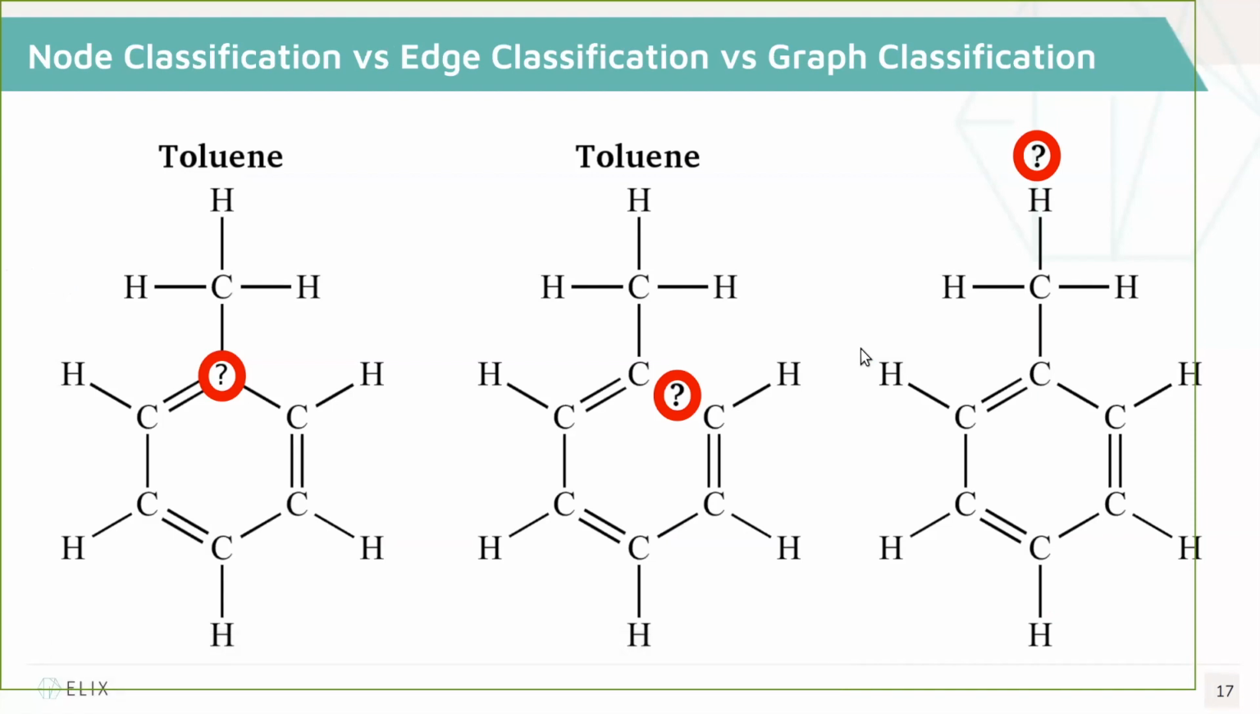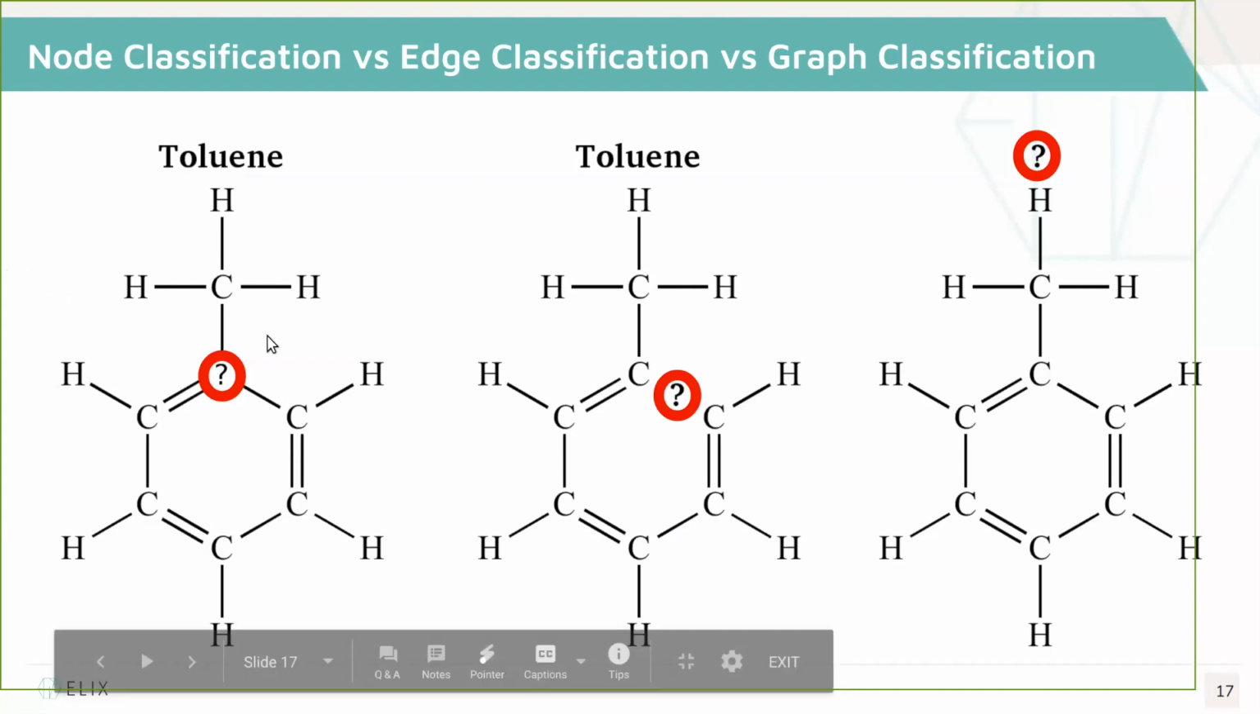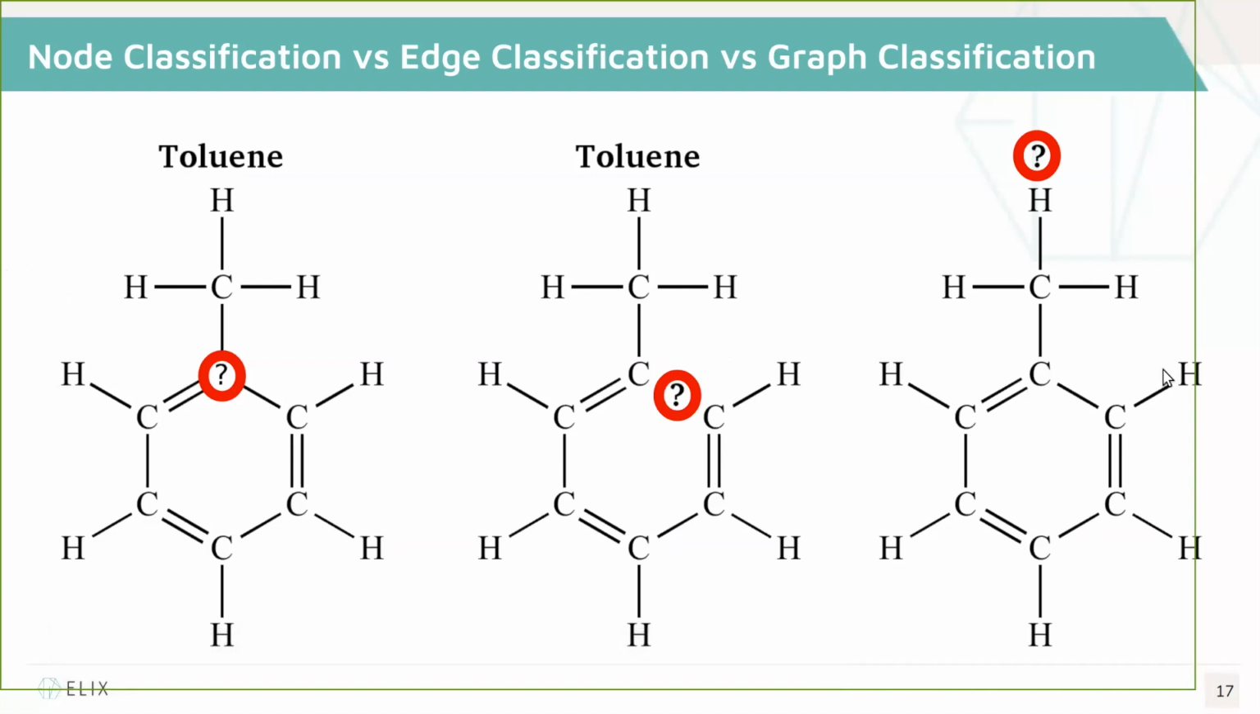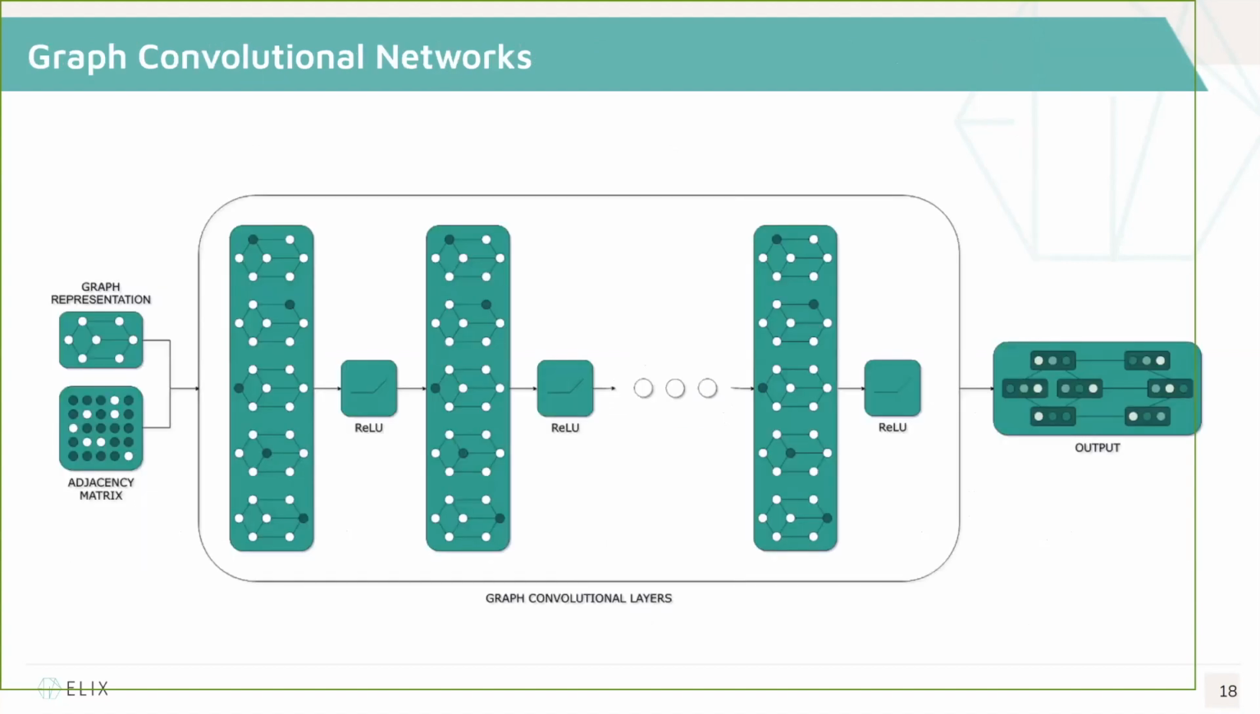Now, of course, we need to find out what we're trying to do. Are we trying to predict atomic properties? Maybe we're trying to predict bond properties. There's also the case of graph classification, where we might want to predict the property of the whole molecule. So based on what you're trying to do, your models will probably have different architectures.